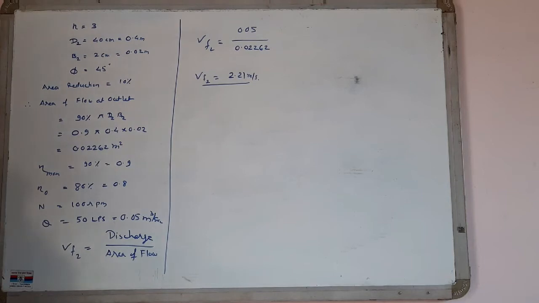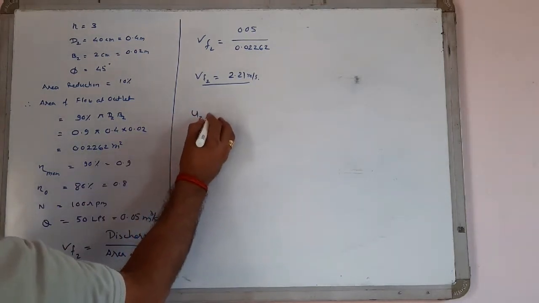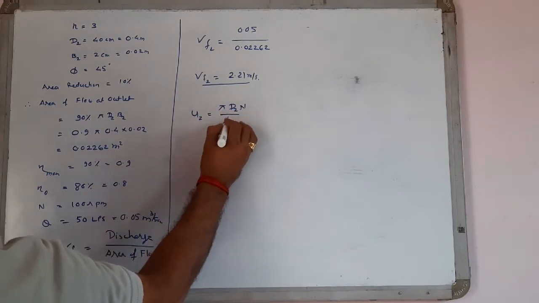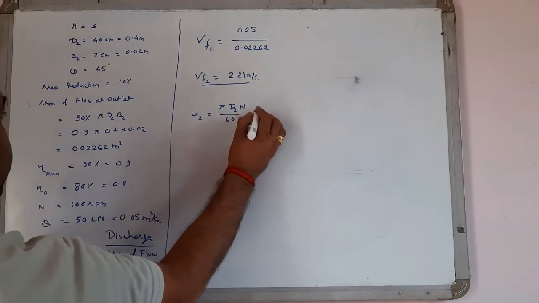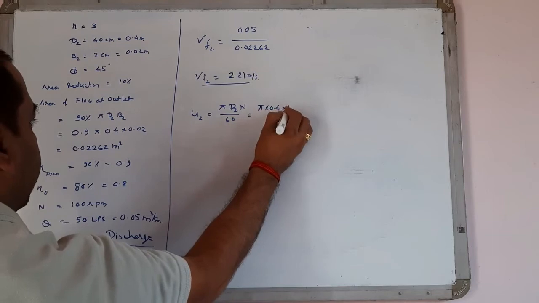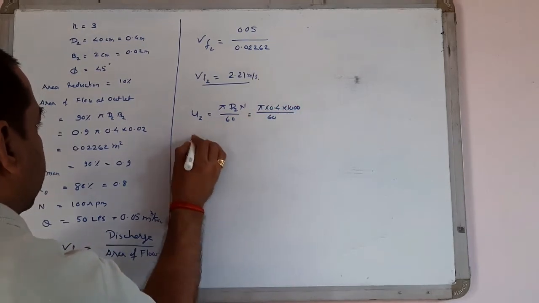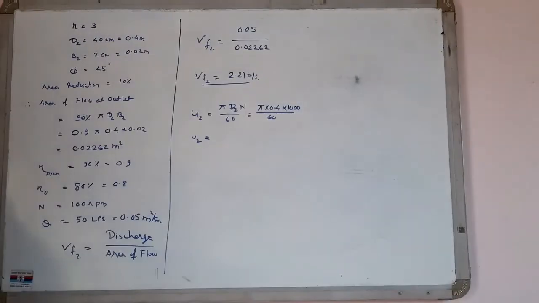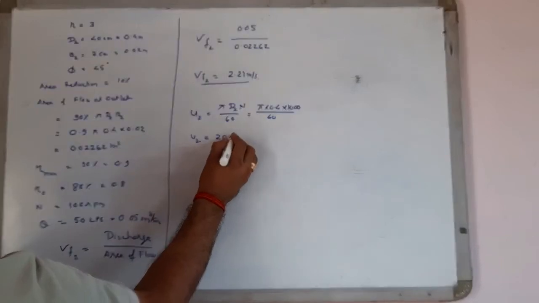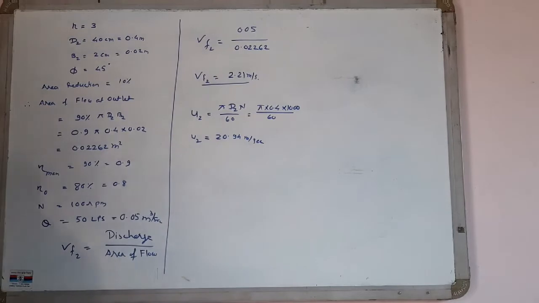Now tangential velocity of impeller at outlet, that is U2 equal to pi D2 N by 60, putting the values here, pi into 0.4 into 1000 by 60, so the value of U2 comes 20.94 meter per second.